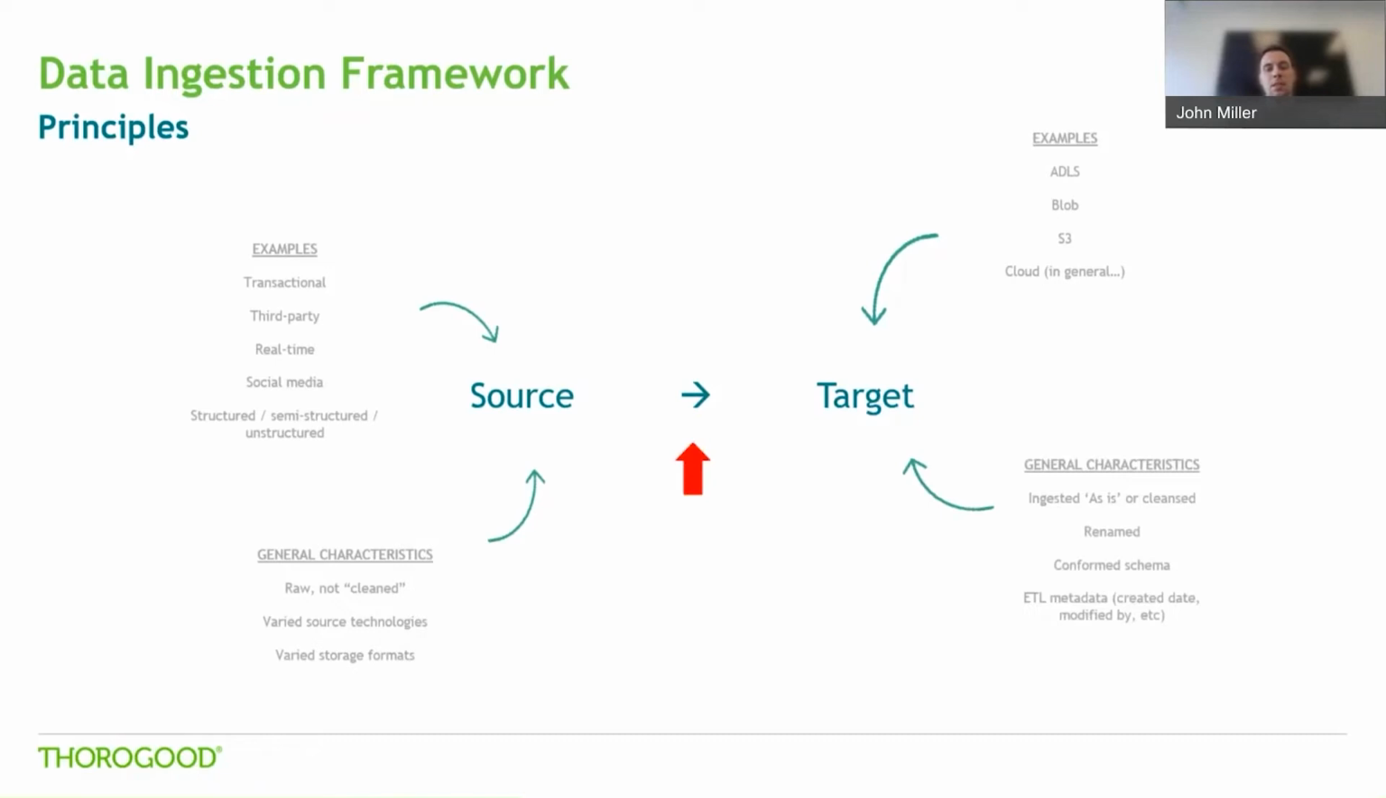Finally, we can take a look at this arrow between the source and target, which is where we'll be spending our time today. Trying to understand what's in the source and what we want to bring into the target, but what this arrow looks like is important.